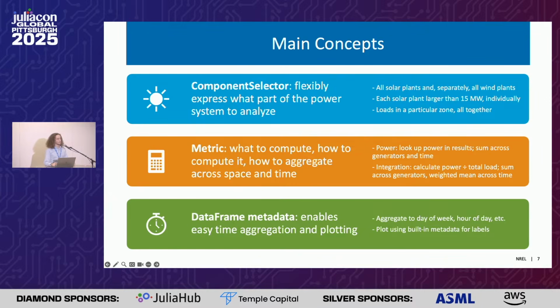And then a metric specifies what results you want to work with. It can specify arbitrary Julia code for computing secondary quantities from those results, and it also knows how to aggregate itself across space and time. So this could be as simple as just looking up the power variable from the optimization problem results and summing up across everything, or it could be more complicated, like integration. This is where you want to measure what fraction of load was met with a particular flavor of generation, and that involves some more math, and maybe you want to sum that across those generators and average it across time, that kind of thing.